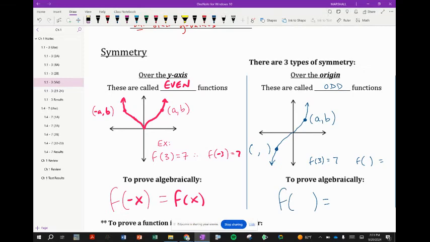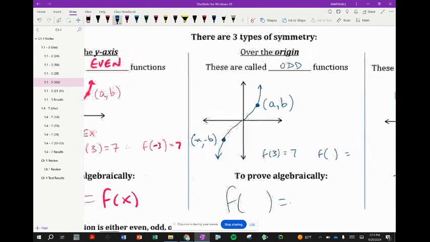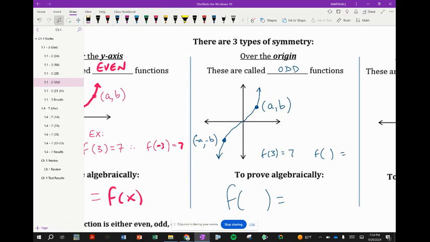If the point A comma B was on the graph, then the point negative A, negative B would be on the graph. And if I told you, just as an example, that f of 3 equals 7, you know that f of negative 3 would equal negative 7. To prove algebraically that a function is odd, again, we're going to put negative x into the function, but this time we're looking for it to equal the opposite of f of x.